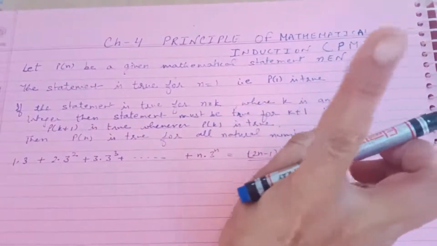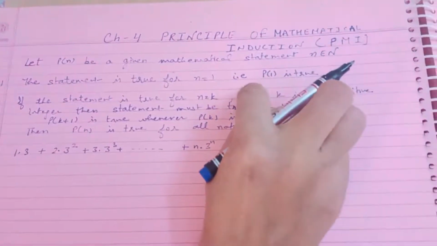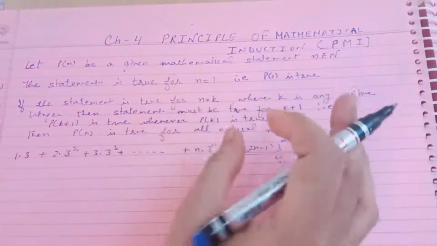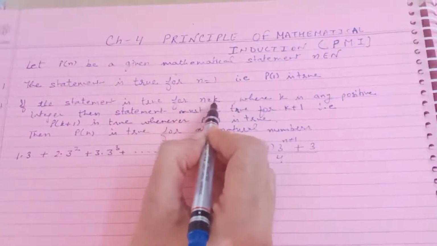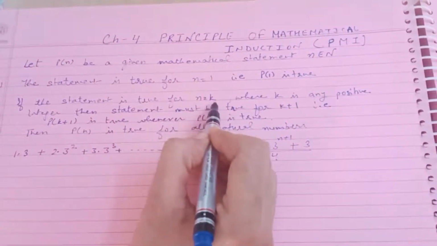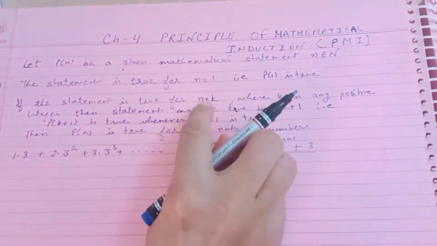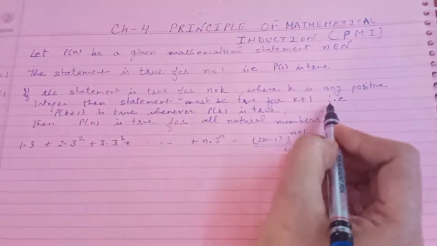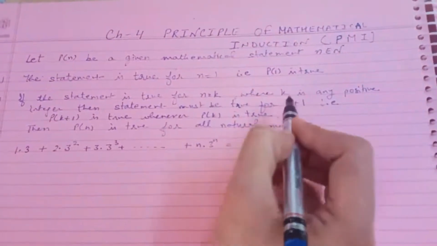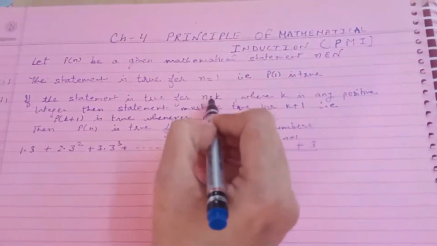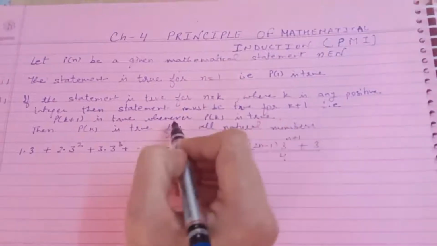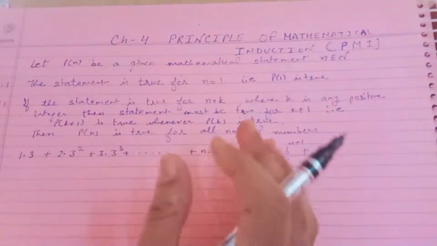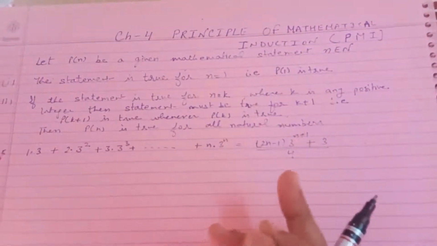The first step in each question is that the statement is true for n equal 1. Then we'll assume that our given mathematical statement is true for n equal k. If it is true for n equal k, then the statement must be true for k plus 1. Whenever n equal k is true and it holds for k plus 1, we'll say our mathematical statement is true. How we use these two steps in a question, I'm going to show you with the given questions.